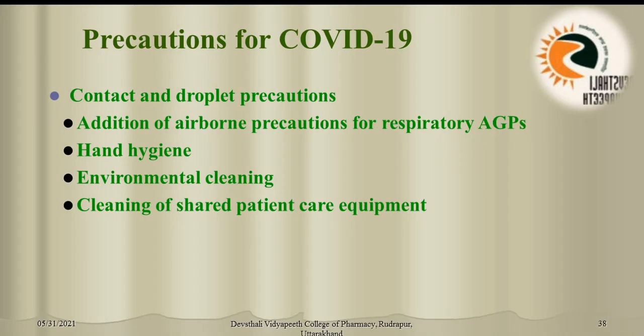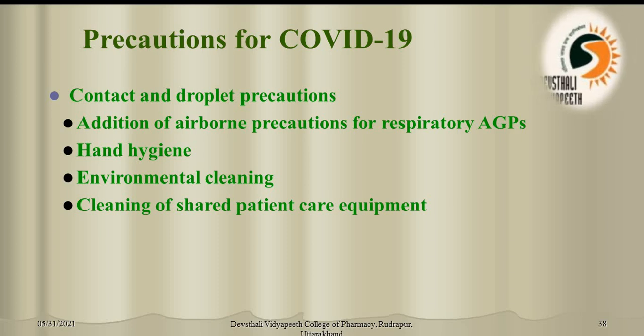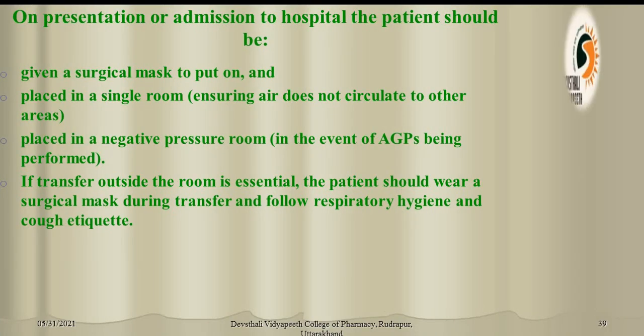What could be the precautions for COVID-19? Contact and droplet precautions should be taken. Airborne precautions for respiratory generating procedures can be added, hand hygiene should be maintained, environmental cleaning should be done, and cleaning of shared patient care equipment should be done.